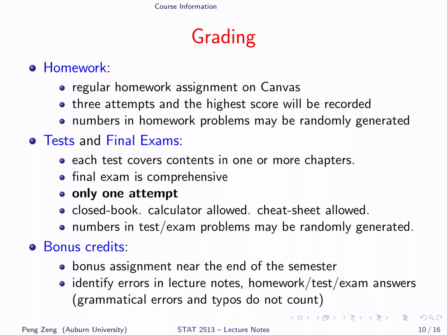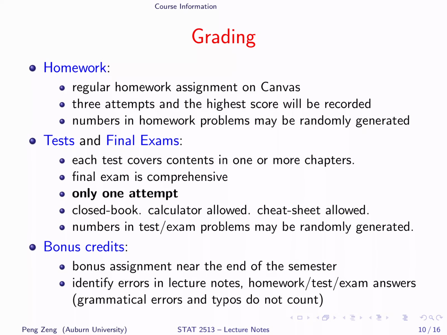The grading of this course is based on homework, tests, and exams. There are also opportunities for bonus credits. For homework, I will post homework regularly on Canvas. For each homework, you will have 3 attempts, and the highest score will be recorded. Notice, for some homework problems, the numbers may be randomly generated, so even if you work on the same problem twice, the number may be slightly different.